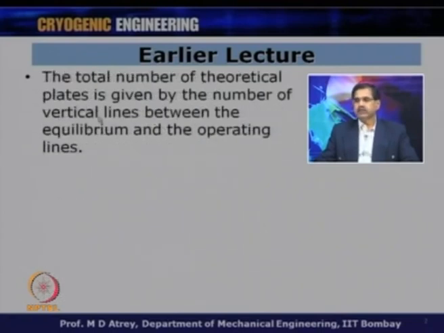The total number of theoretical plates is given by the vertical lines between the equilibrium line and the operating line. So, the number of theoretical plates in the enriching section or in the stripping section is given by the number of vertical lines between the equilibrium line and the operating line. And we have seen the concept behind this: on the equilibrium line, when we draw a horizontal line, we find the thermal equilibrium values of the vapor and the liquid, while when we come vertically down, we come from the topmost plate steadily down to the lower and lower plates.